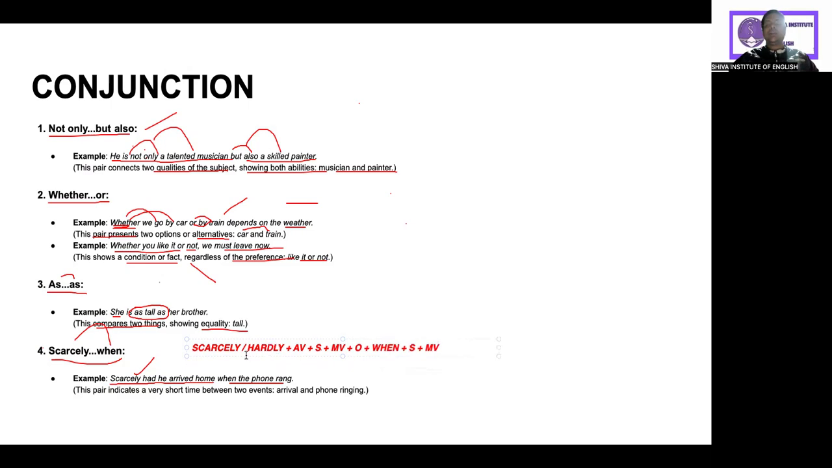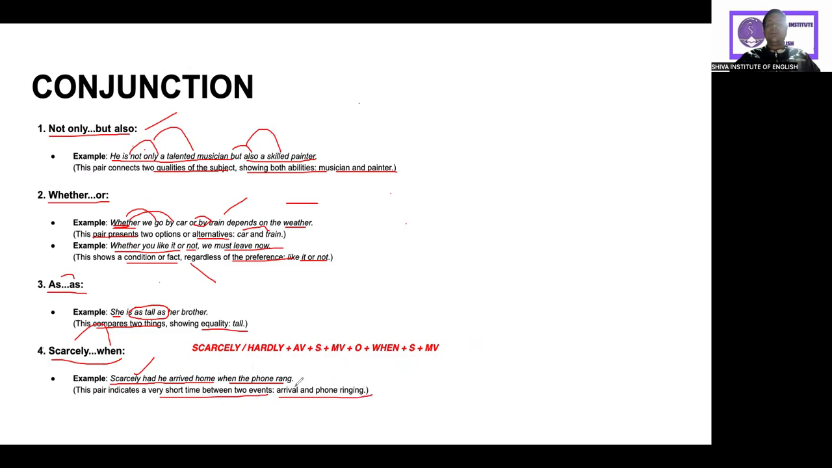Scarcely or hardly. So you can say scarcely had he arrived home when the phone rang. You can also say that hardly did he take the dinner when the light went out, right? So in that case, again another example. The pair indicates a very short time between two events, called arrival and phone ringing.